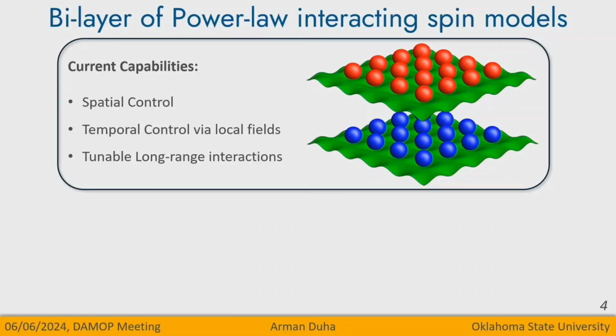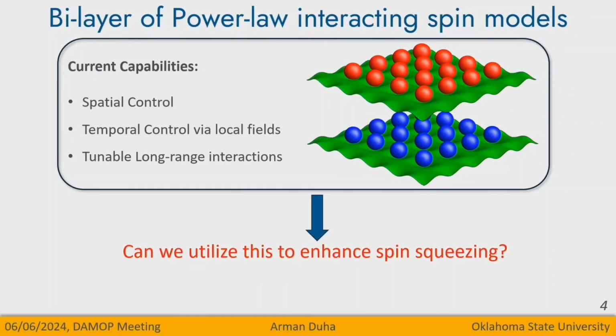Motivated by all these capabilities, the question we wanted to ask is: let's say we have a bilayer of power law interacting spins, how can we use all of this spatiotemporal control and control over the tuning of interaction? Can we use this to improve the spin squeezing? What I hope to convince you of in the rest of this talk is that yes, we can.